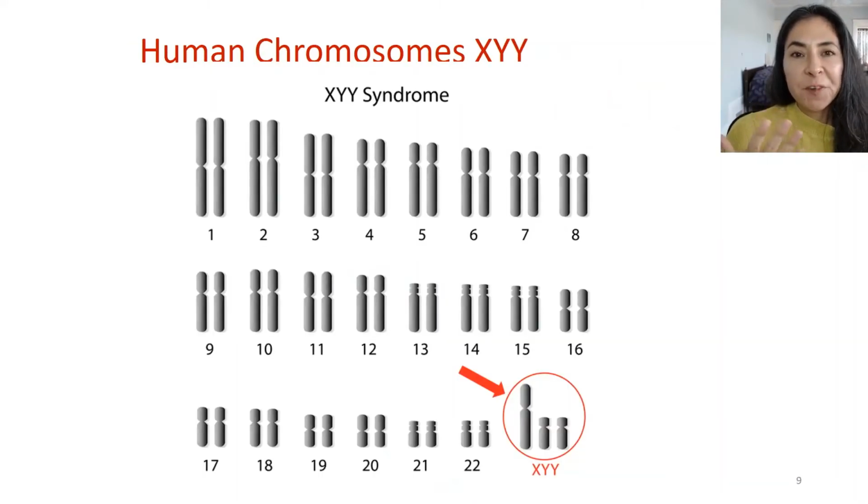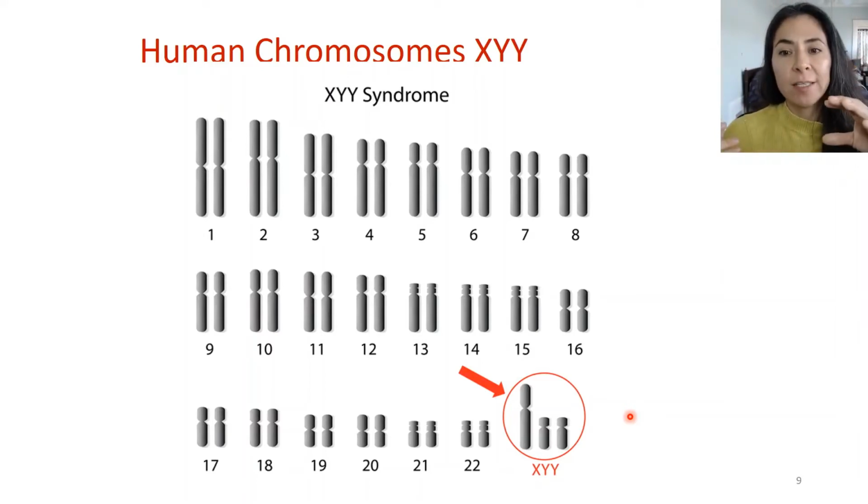So like I mentioned before, you can also get non-disjunction of the Y chromosome. And here is an example of this. So in these cases, you get YY gametes in a male. So the sperm will actually have 2 Ys in it. And so if that fertilizes an egg, that's going to give you an XYY male. These males are fertile. They're 100% normal.